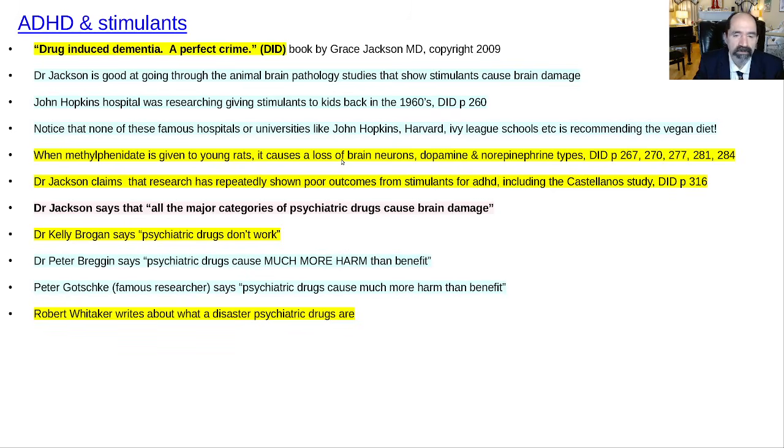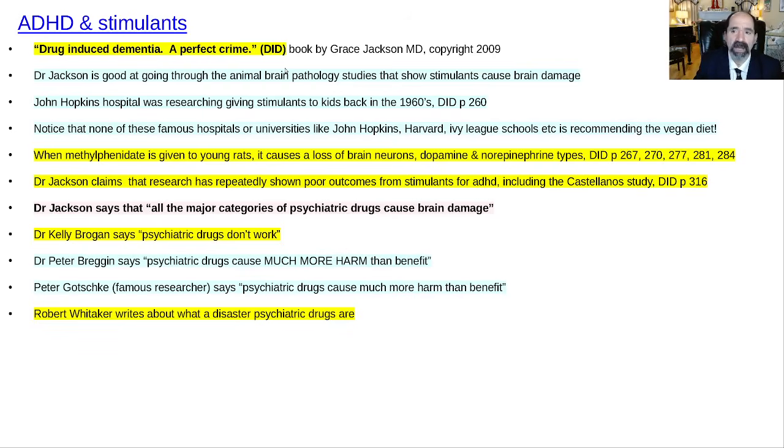Okay, I think we're finishing up here. I think this is the last slide. Oh, and maybe I got one more after this, but this might be the last one. So anyways, Drug-Induced Dementia as the Perfect Crime by Grace Jackson. Here's the book, a brilliant book, and she went through an extensive study. She's a psychiatrist herself, a bright lady, of how these drugs just push people towards dementia.